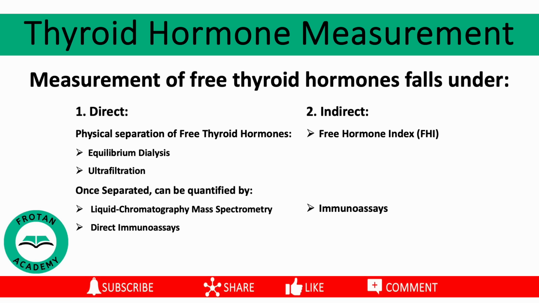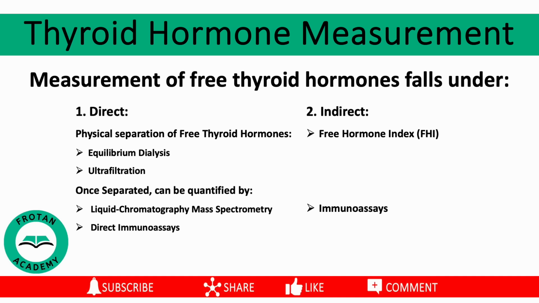The direct measurement methods require physical separation of free from protein-bound thyroid hormones by equilibrium dialysis or ultrafiltration prior to direct quantitation. Once separated, the free hormones can then be quantified by liquid chromatography mass spectrometry or immunoassay techniques. Although this is the gold standard method, and when combined with liquid chromatography mass spectrometry can overcome many limitations of immunoassays, it's technically challenging, more expensive, time-consuming, has longer turnaround time, and is therefore not practical for routine testing in clinical laboratories.